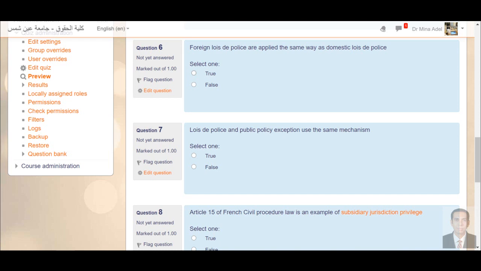So this is why I tell you, if you have an essay concerning conflict rule exclusion, you don't need to talk about foreign loi de police. So to answer this question, are applied the same way? No, it's false. They are not applied the same way.